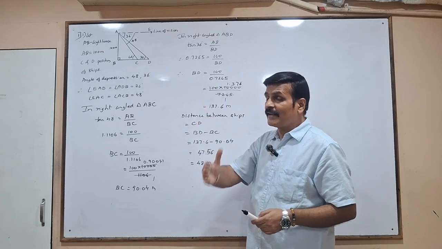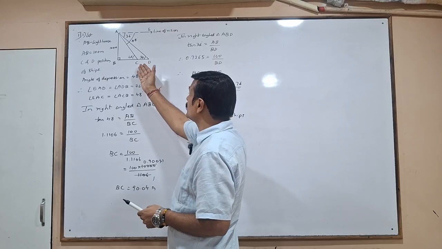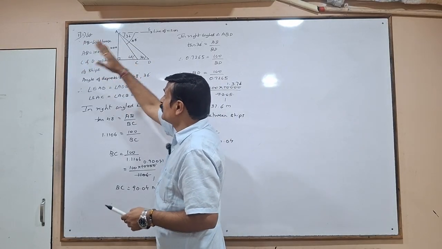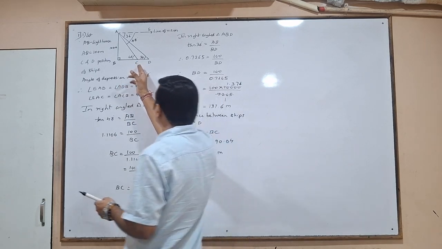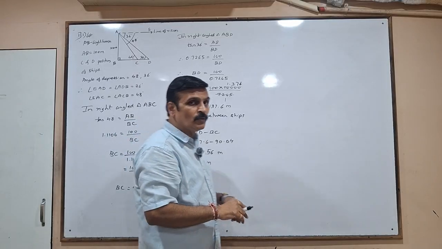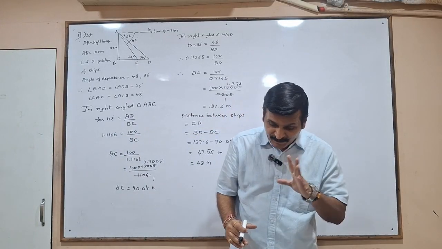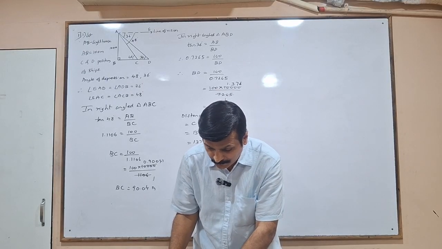If I take the second case of the question, where the question says find the distance between the ships when they are on the opposite sides of the lighthouse, what will change? We will take C here and D there. Both calculations we have to add, not subtract. That's the only change which will take place.